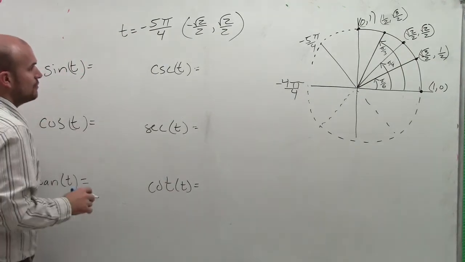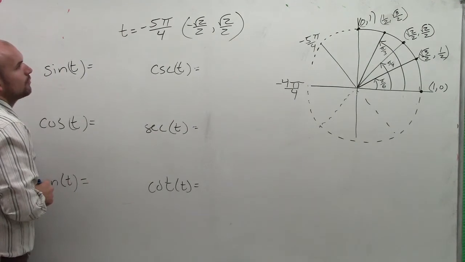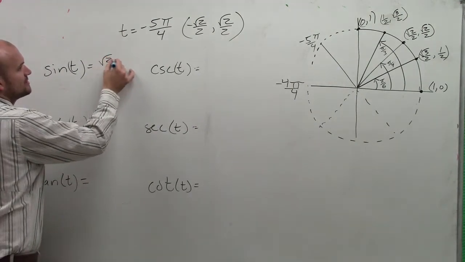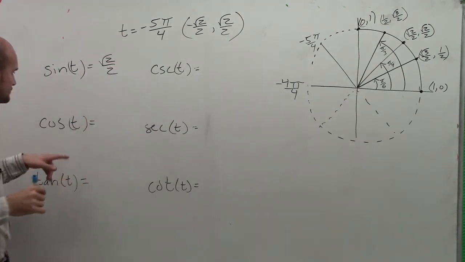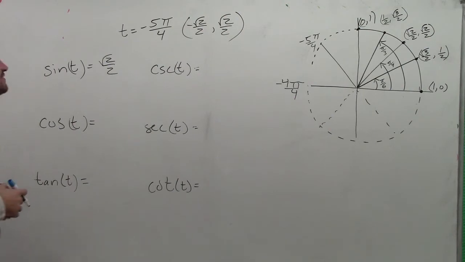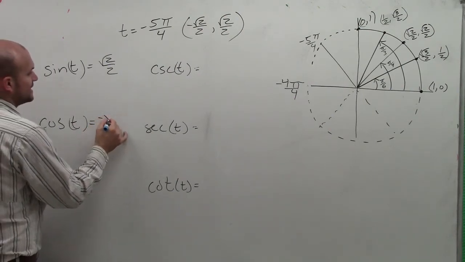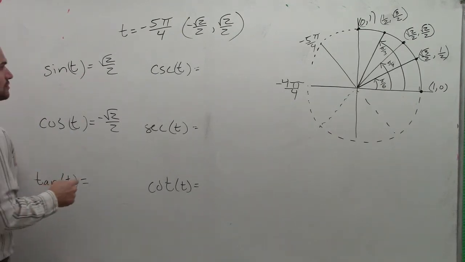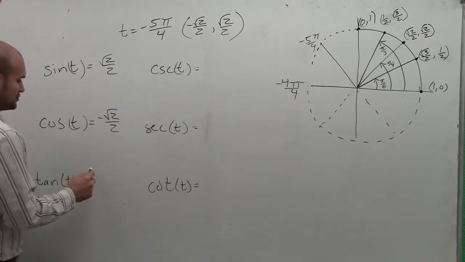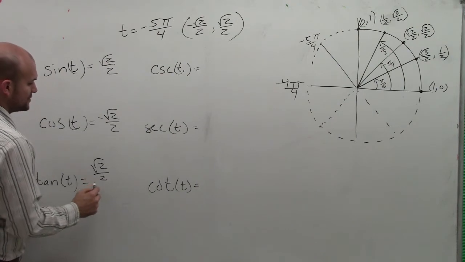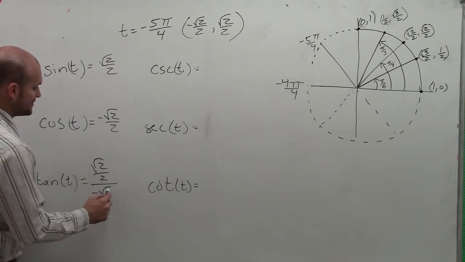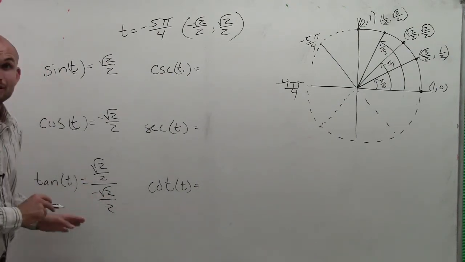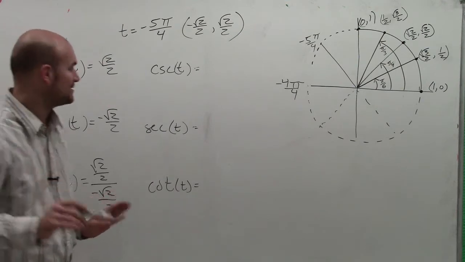Let's go and evaluate these real quick. The sine correlates to your y value, so that's going to be square root of 2 over 2. The cosine is going to evaluate to my x value, which is negative square root of 2 over 2. And tangent is going to be y over x, which is square root of 2 over 2 divided by negative square root of 2 over 2. I know it looks crazy right now, but just follow me and we'll stay with it.